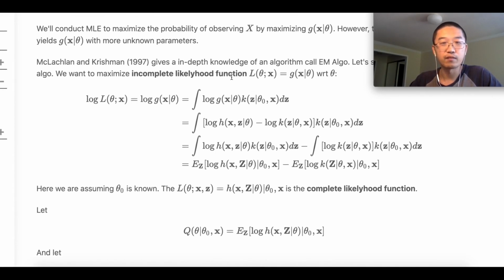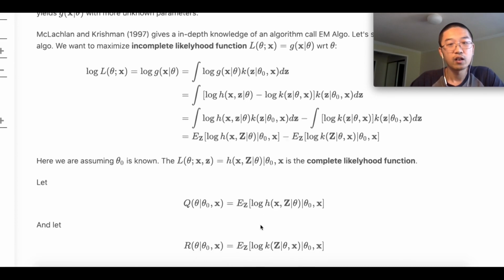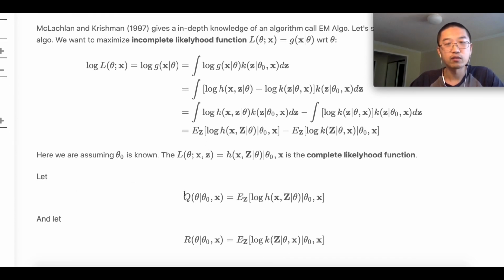So here I'm going to introduce two terms. One is called incomplete likelihood function, which is actually the function g, the PDF of g, and a complete likelihood function, which is function h, which is the joint PDF of x and z. So now we come to these two expectations. The first expectation minus the second expectation, and we are trying to maximize this thing.